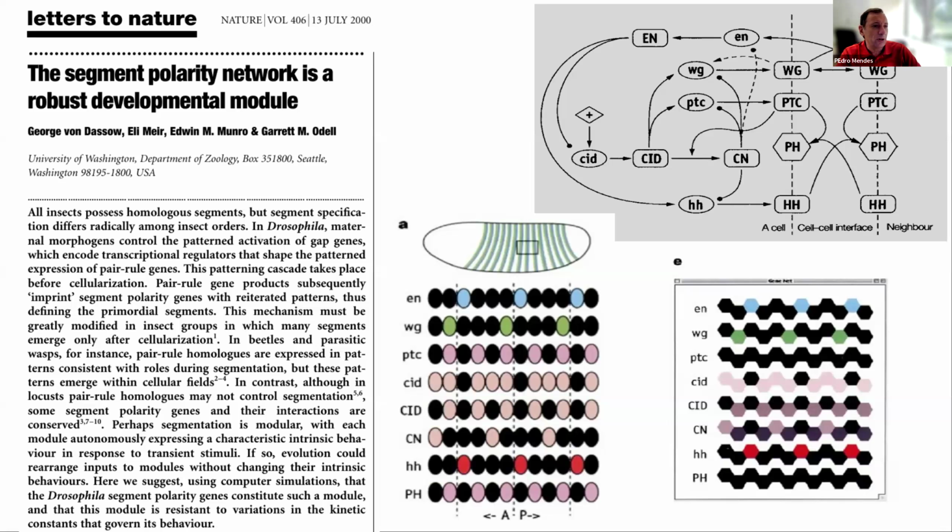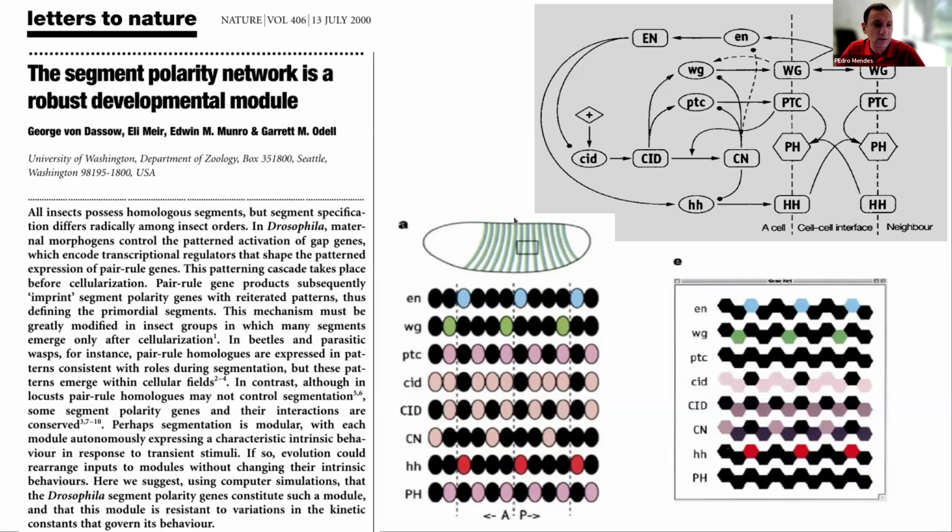This paper covers a computational model of the Segment Polarity Network. That is a network of genes, which is represented here. These are genes that are expressed and that are required for Drosophila embryos to form these patterns that you can see here, these green lines. These are patterns that you can observe by staining for certain markers, certain proteins, that are expressed in some cells of the embryo, but not in others.